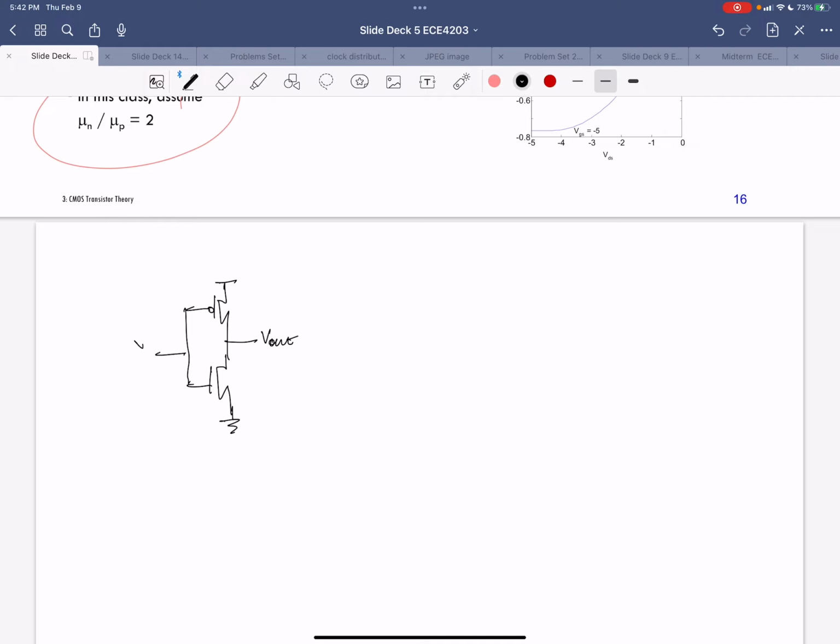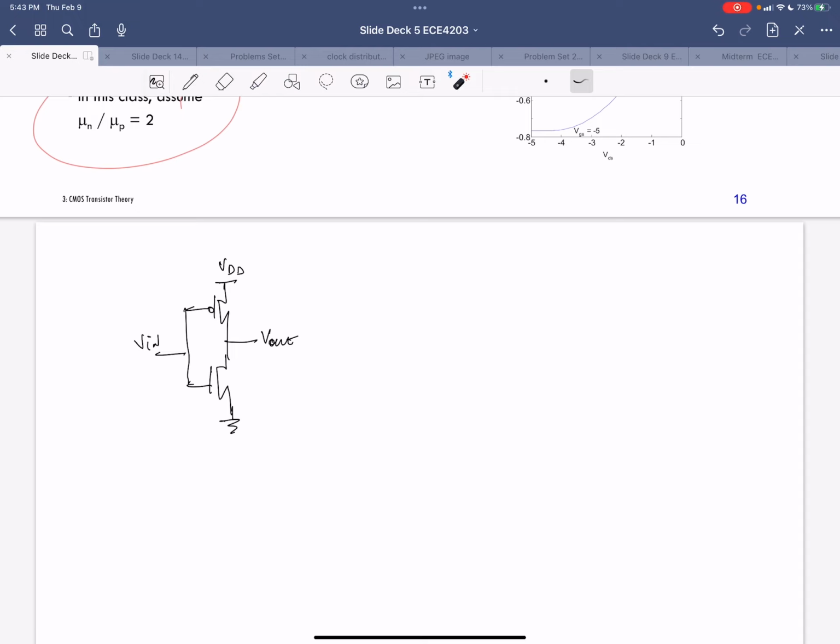And I have V out versus V in, and this is VDD. Okay, so this is going to get a little complicated. We're going to go over this a couple of times, but let's look at it sort of a piece at a time here. First go around here, okay?